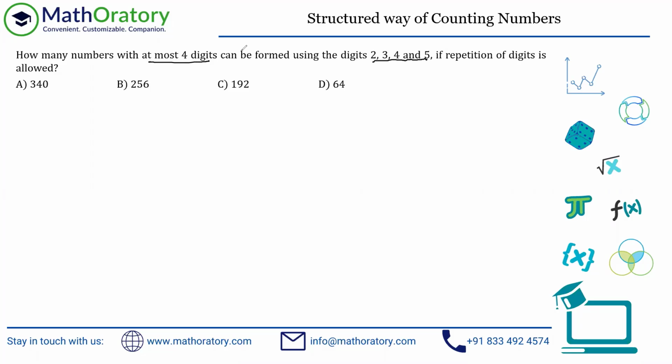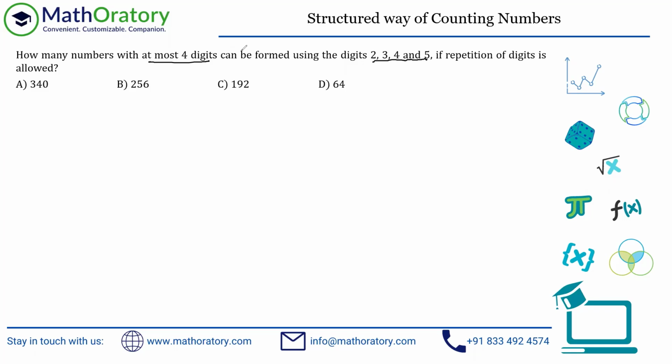Okay, by the way, I hope everybody is aware of this. If this thing would not have been mentioned, still repetition of digits is allowed. So in case of numbers and all, if nothing has been mentioned, then ideally repetition of digits is allowed. So basically what we are looking for is how many numbers can we form using only the digits 2, 3, 4, 5, but the numbers have to be at most 4-digit long. So that is what the question is talking about.